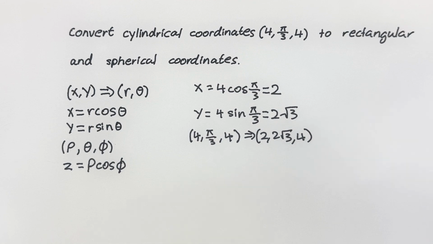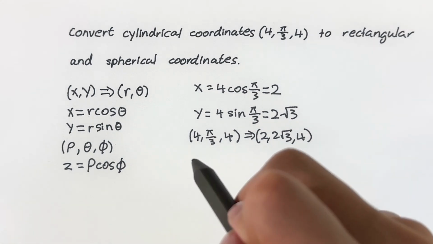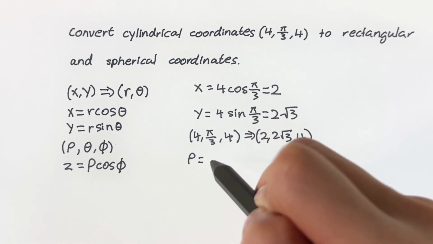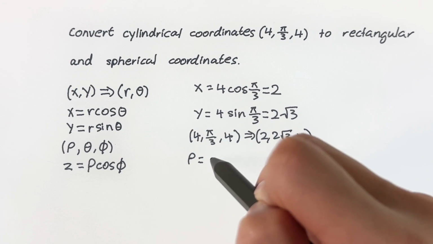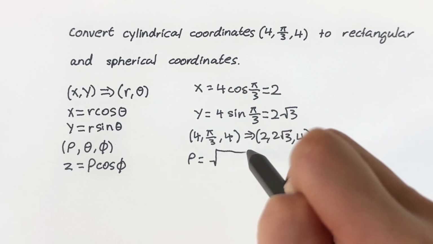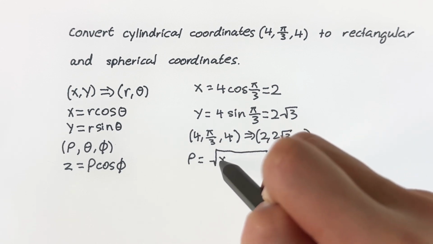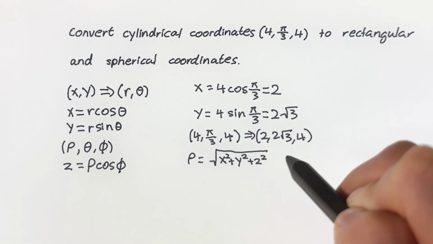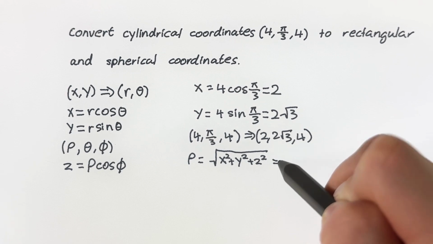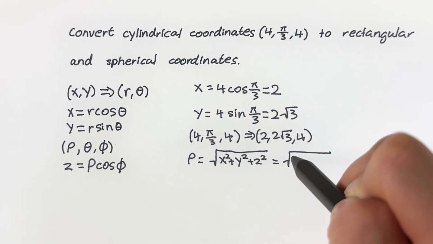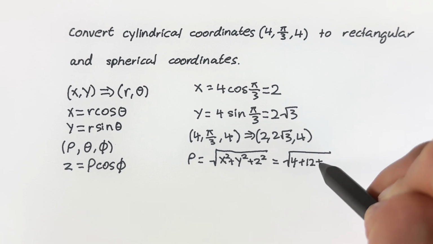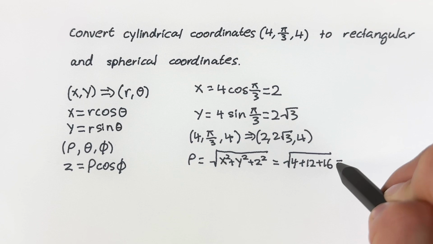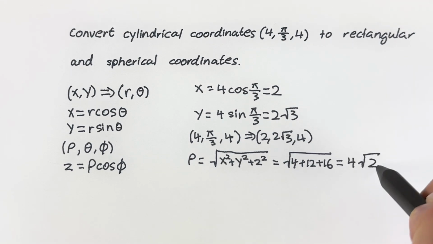We can use the rectangular coordinates to find rho. The conversion factor from x, y, and z to rho is that rho equals the square root of x squared plus y squared plus z squared. And this will equal the square root of 4 plus 12 plus 16. So it will equal 4 square root of 2.